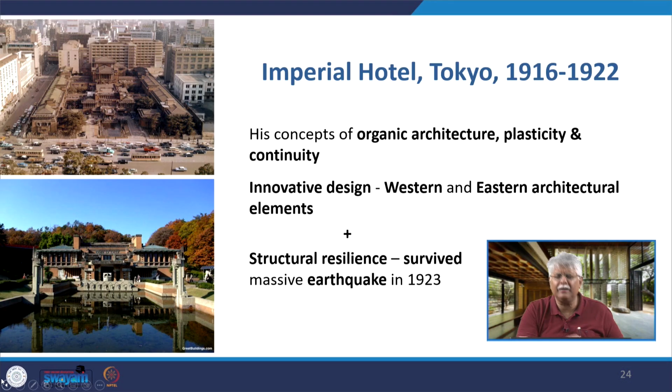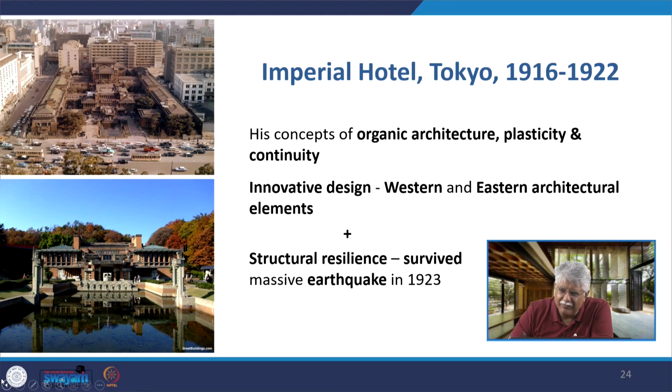Because of his great affinity to Japan and Japanese architecture, Japanese prints and so on, he got an invitation from the Japanese to design the Imperial Hotel in Tokyo in 1916 to 1922. So he shifted base to Tokyo, and he designed this hotel with the concept of organic architecture, plasticity and continuity. He brought in a very innovative design in which he did not borrow from the local Japanese architecture.